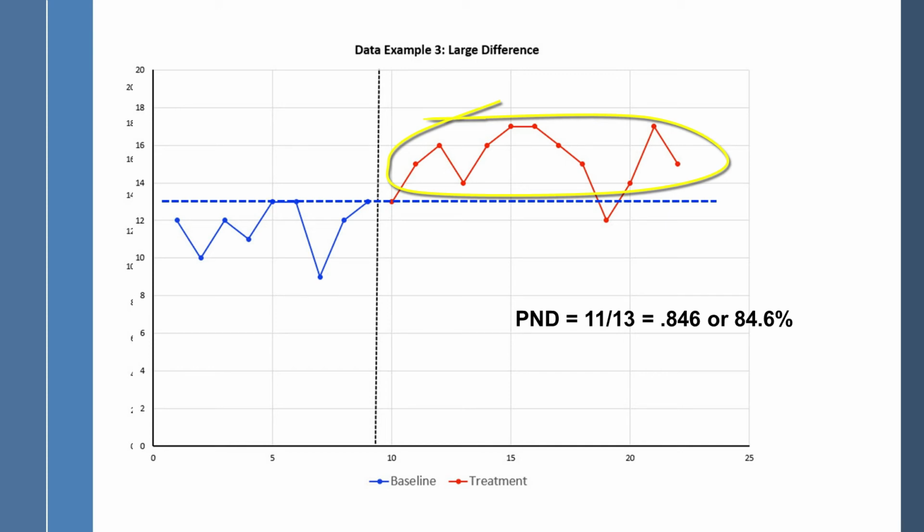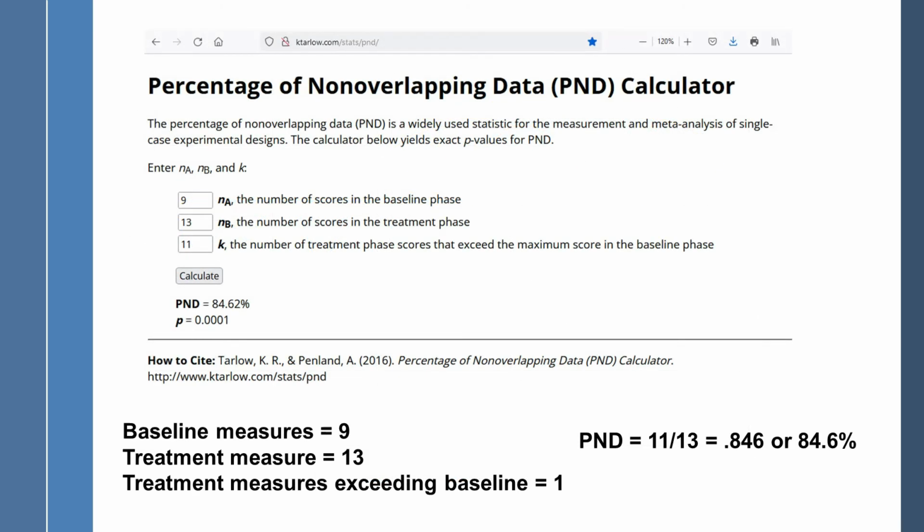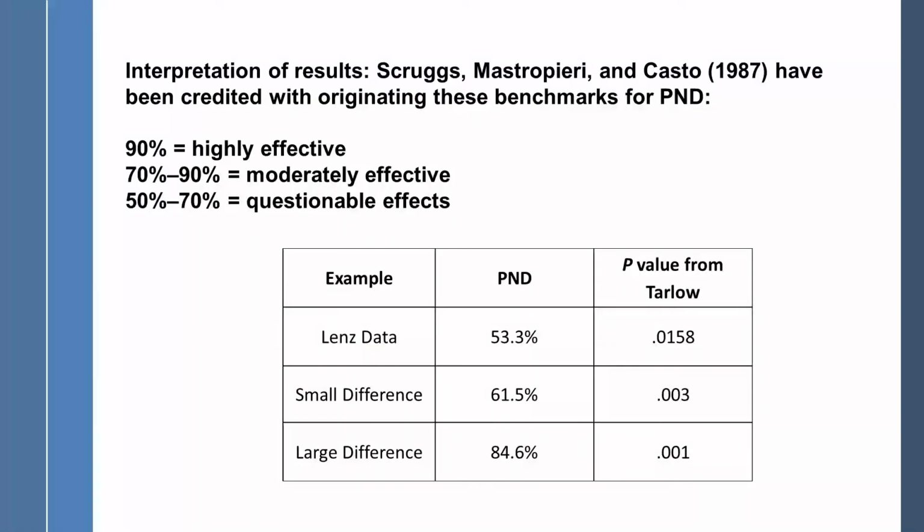I mean, this, to my mind, is clear evidence of a treatment phase success based on visual inspection. Plug the data into the Tarlow calculator. We get the same answer, so that's always good to see. And the p-value is 0.0001. So very, very small p-value. So how do we interpret the magnitude of these things?